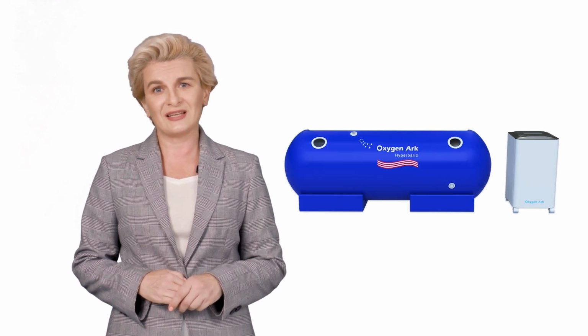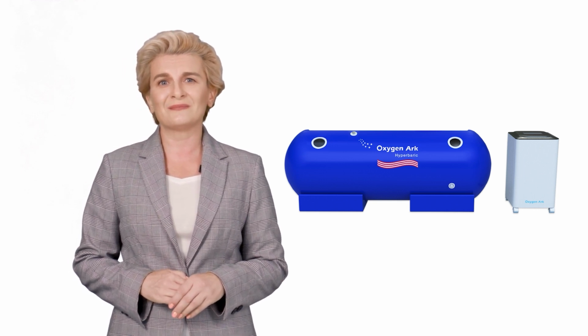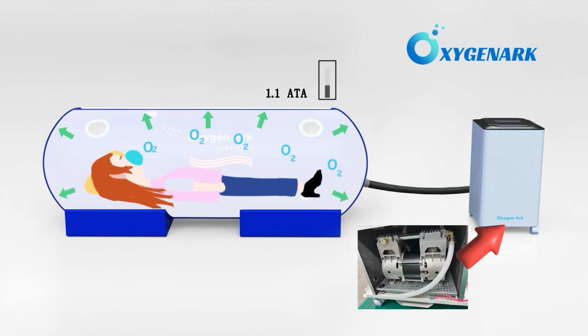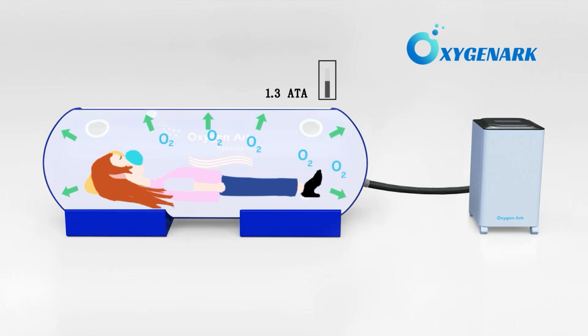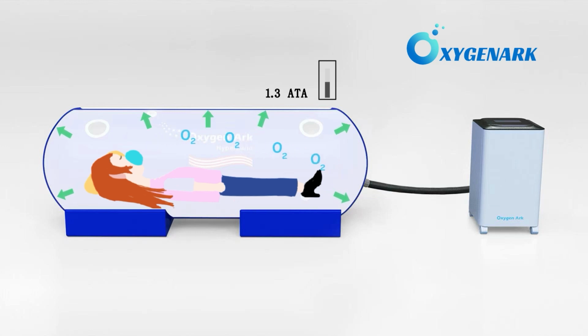Allow me to demonstrate the operation of the Oxygen Ark 301 chamber through an animation. The central control unit combines an air compressor and an oxygen generator. The air compressor employs either a rotary vane pump or a piston pump to create the pressurized environment. Similarly, the oxygen generator utilizes pumps to push air through its molecular sieve, resulting in the generation of pure oxygen. This pure oxygen is then delivered to the users via a headset or mask.